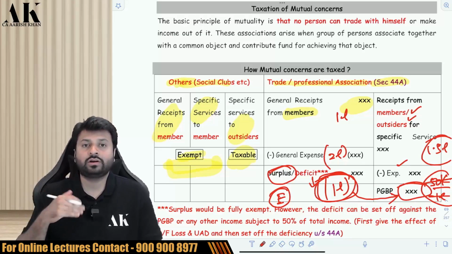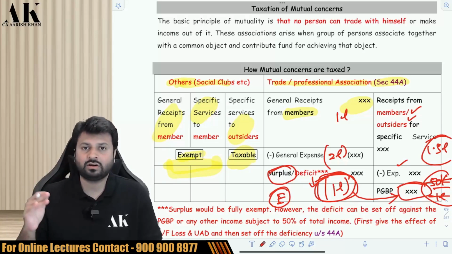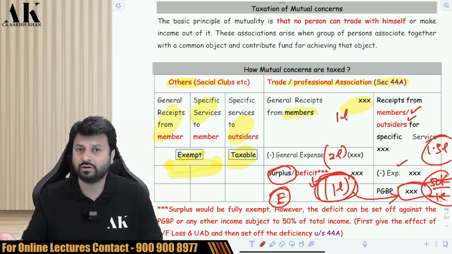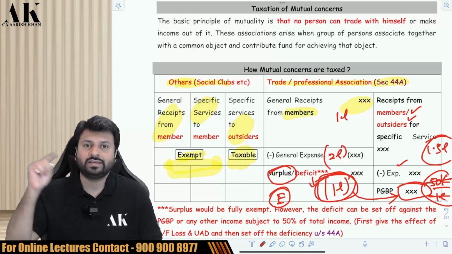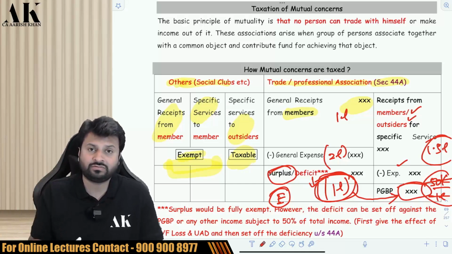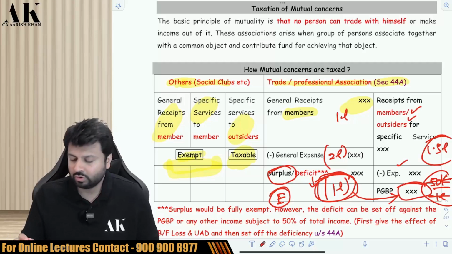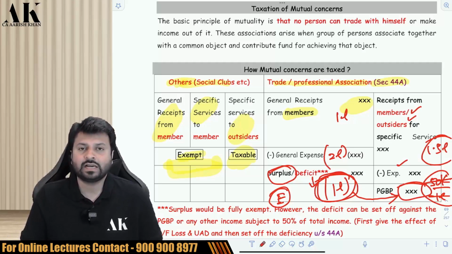Apart from this, if you already have some losses of previous years to be set off, if you have some UAD of previous years to be set off, you have to set off that first and then you will take the deduction of this 1 lakh. The losses of earlier years and the UAD of earlier years have to be set off first and then this loss has to be deducted over here. Is it clear? So this is how this deduction works.